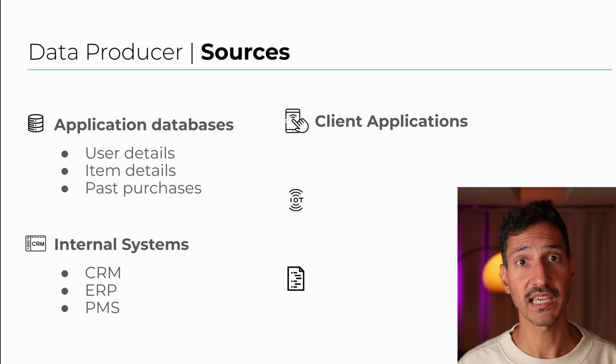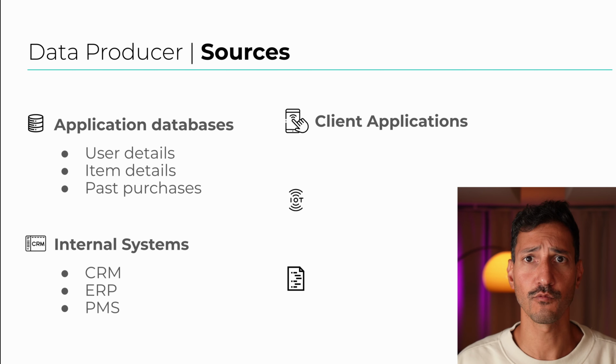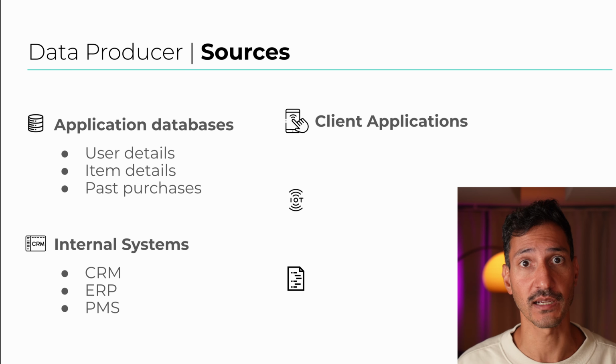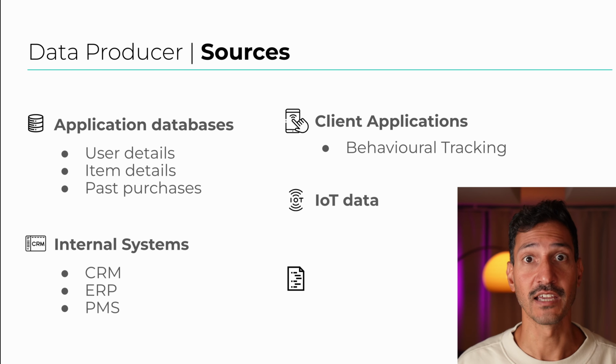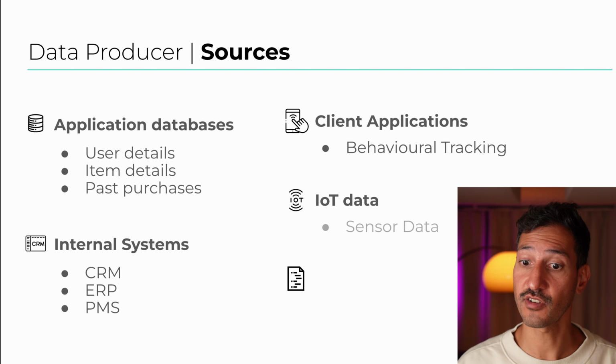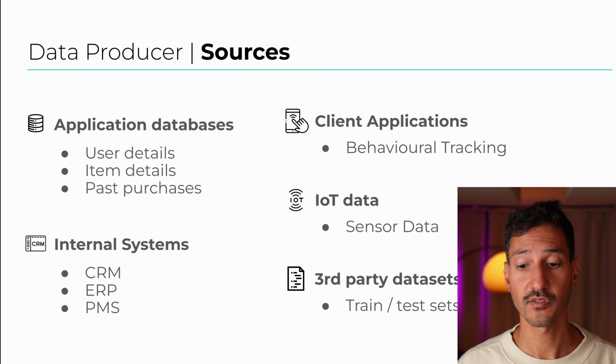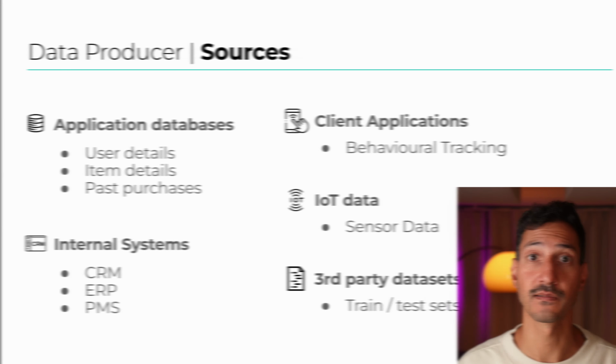Nowadays, client applications track the behavior of the users. Which button did they click? Which items did they spend time on watching? IoT devices generate sensoric data. Often, third-party datasets are used to train and test machine learning models.